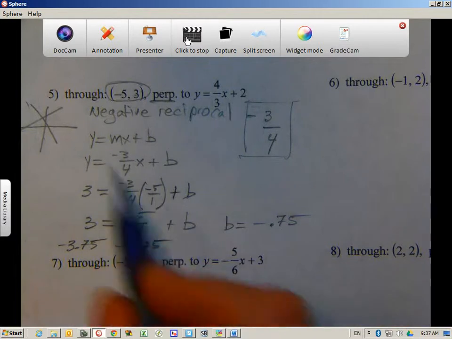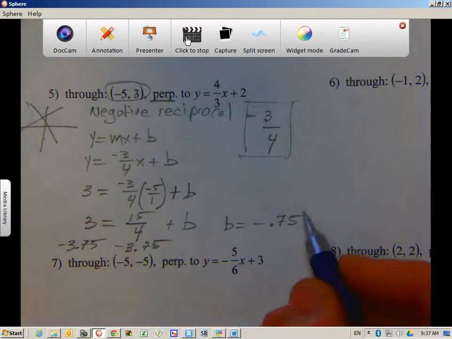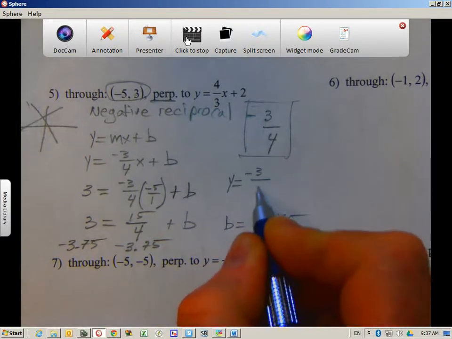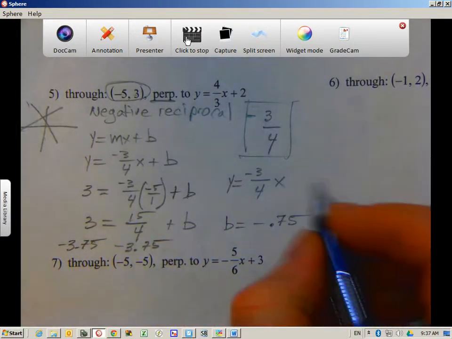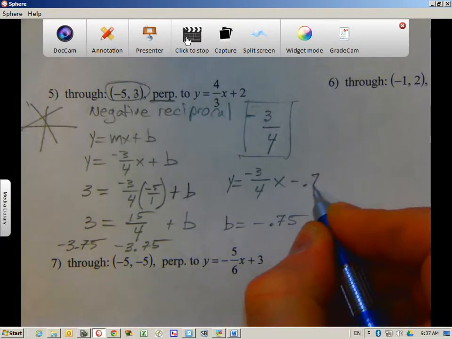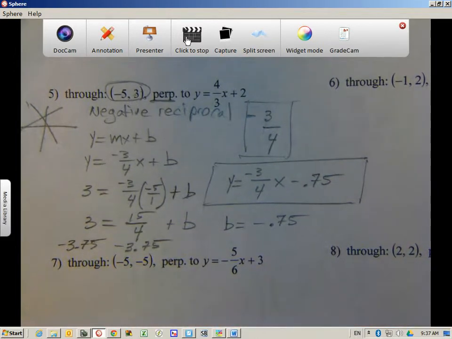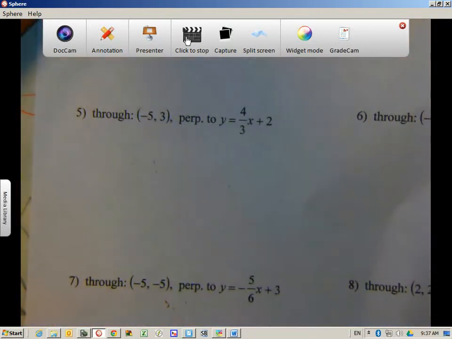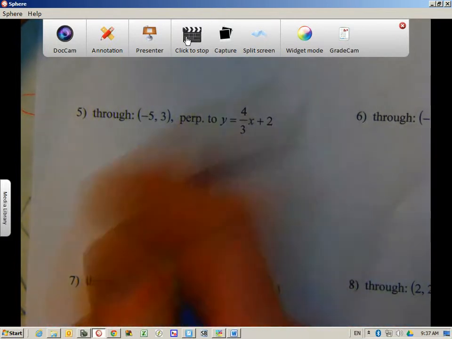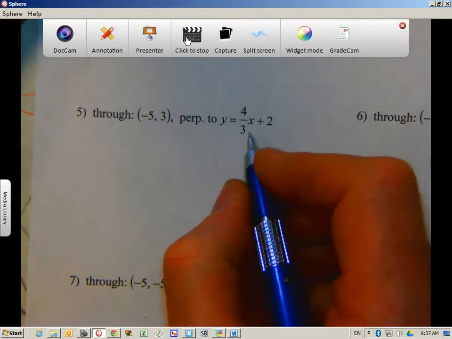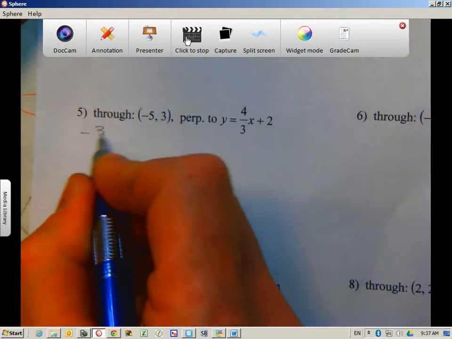So now I plug all my numbers back into slope-intercept form. I get y equals negative 3 over 4x minus 0.75. And there we are in slope-intercept form. Let's try it in point-slope form. So point-slope form, I'm going to take the exact same problem. I need to find the slope that is perpendicular. So the slope perpendicular, again, I think negative reciprocal. That's going to be a negative 3 over 4.